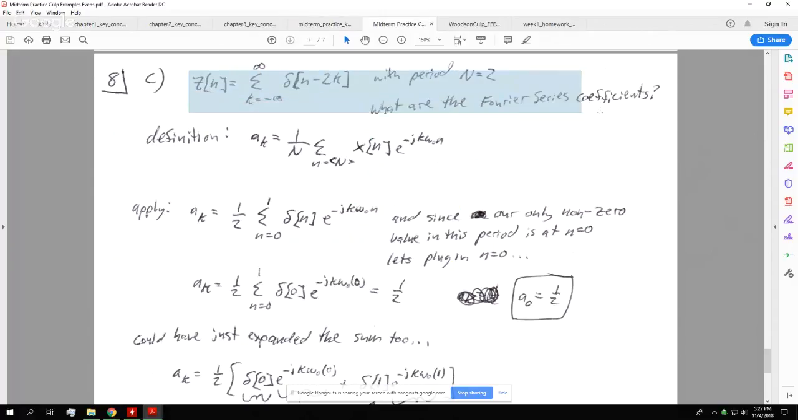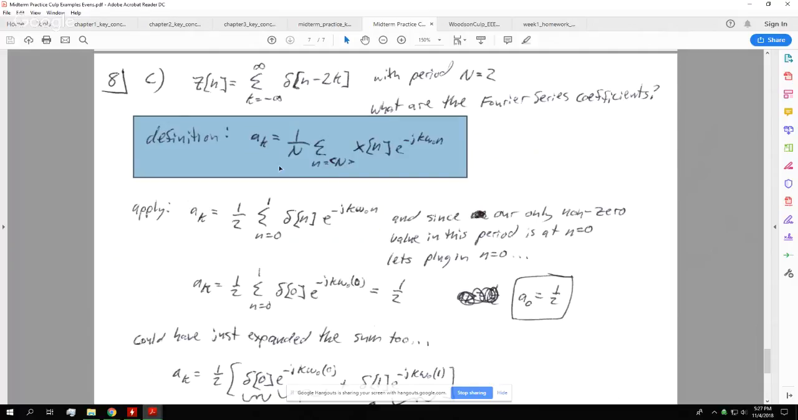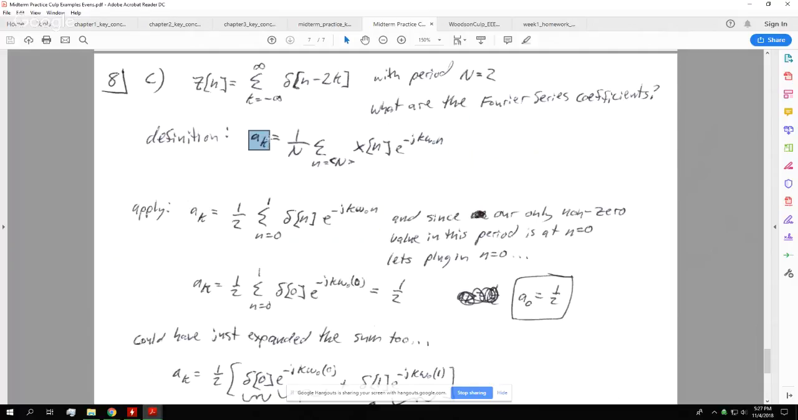So here I've just rewritten what the problem gave us, and it asks us to get the Fourier series coefficients for this. So first thing, I looked at the definition of a Fourier series coefficient. This is the Fourier series coefficient, and this is how you evaluate it. We just multiply the inverse of the period, which is 2, times the sum over a single period of our signal x of n that we're given. Here we call our signal z of n, but we can call it x of n. It's just some signal. And then we multiply that by some complex exponential that has a value omega naught in it. Remember, omega naught is related to the period.